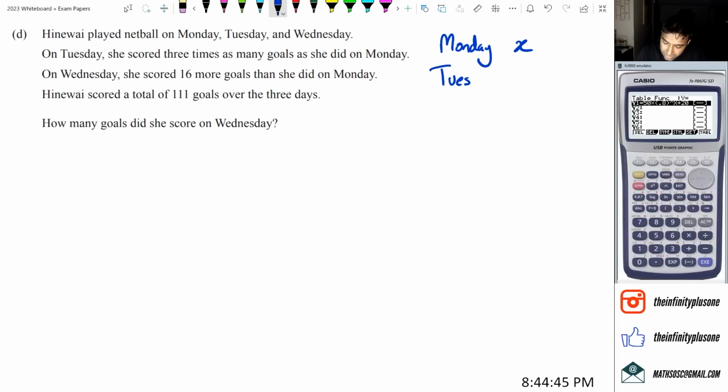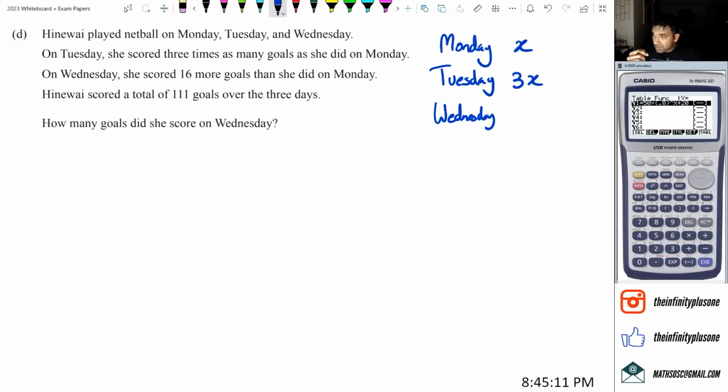Now think about it like this. If I scored 2 goals on Monday, then on Tuesday I've scored 6 because it's 3 times 2. And that's the exact same thing I'm going to do here. So if I look at Monday as x, then on Tuesday it's going to be 3x. Finally, if I go to Wednesday, what's happening on Wednesday?